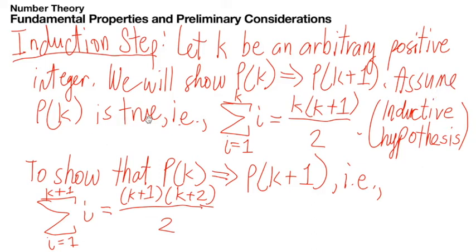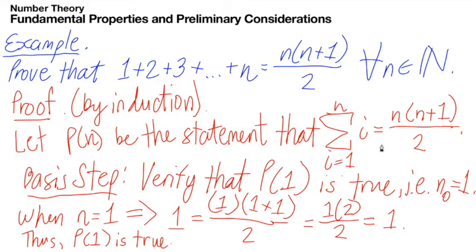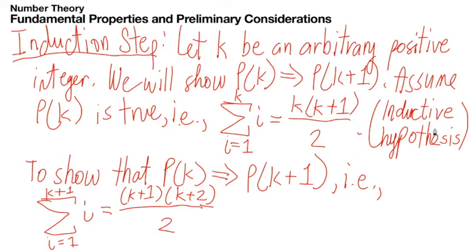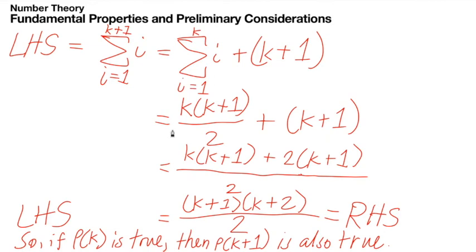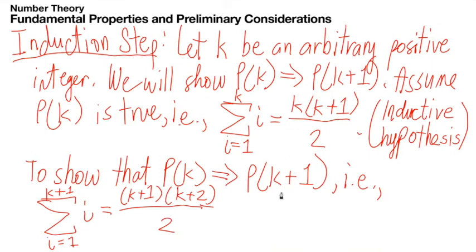Okay, assume that P of k is true. So what we have is this equation. P of k is the summation of i for all i running from 1 to k. This is equal to what we got from our previous statement here. We just changed all the n to k. And this is our inductive hypothesis. If it is said to be true, therefore P of k plus 1 is also true. And we have proved that here, which states that if P of k plus 1 is true, then this equation holds.